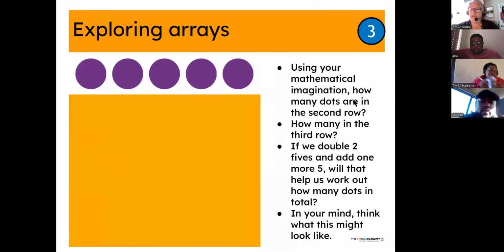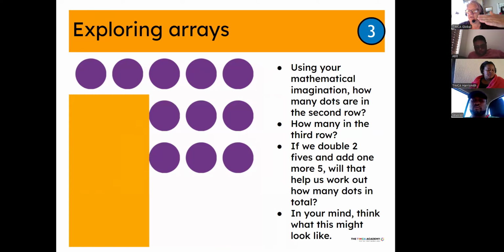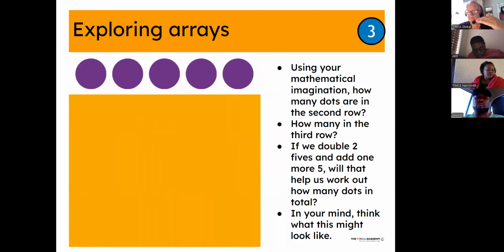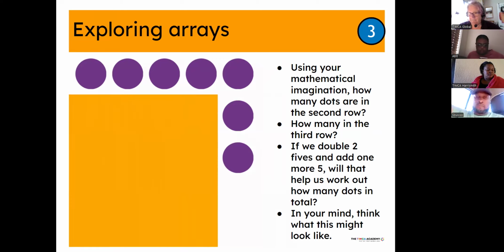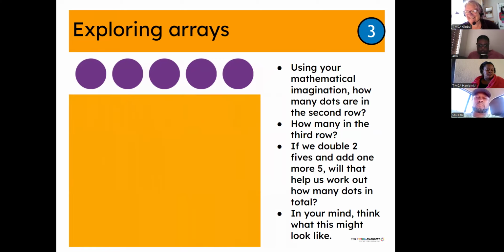We could then say something like, using your mathematical imagination, how many dots are in the second row, do you think? How many dots are in the third row? So now we're also starting to introduce the word row as terminology, and we might need to explain what that is. We're starting to imagine how many are in the second row, how many in the third row. Hopefully the answer would be 5, because they've had a glimpse.